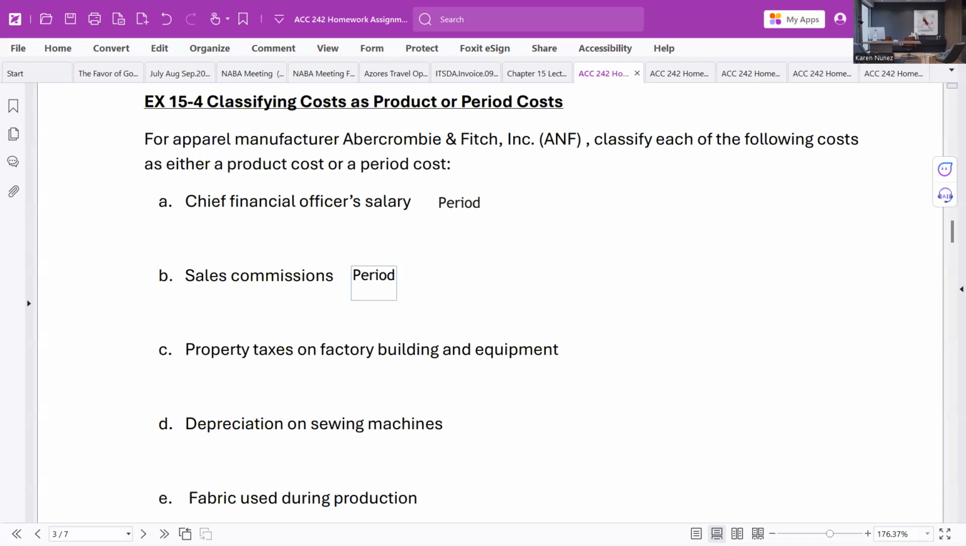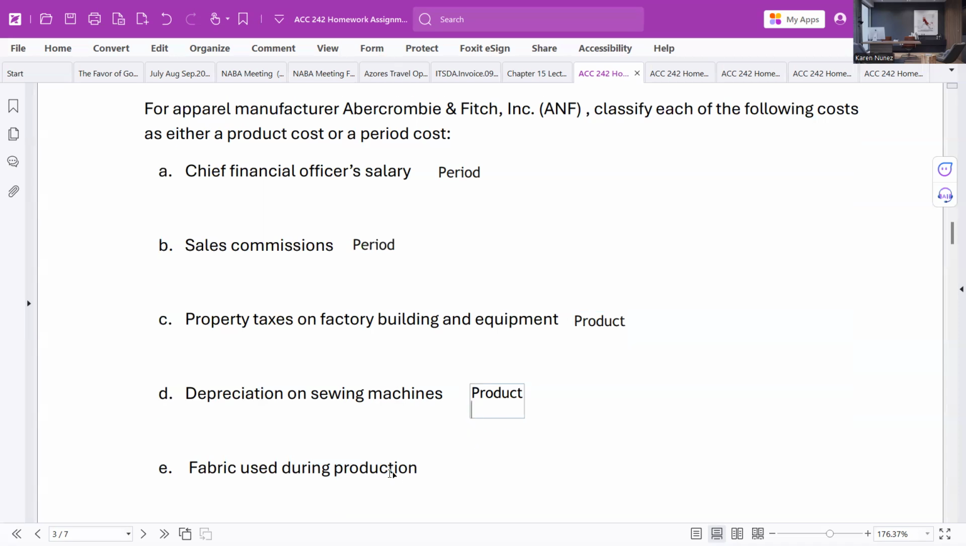And then you've got property taxes on the factory building. Well, it's kind of self-explanatory here. Factory building, that's got to be a product cost. It is related to manufacturing. So we would call that a product cost. Depreciation on the sewing machines. So you have an apparel manufacturer, Abercrombie and Fitch. They have sewing machines that they use to make the product. Well, that's manufacturing equipment. It's a product cost. Fabric that's used during production. Well, those are materials. That's a product cost.